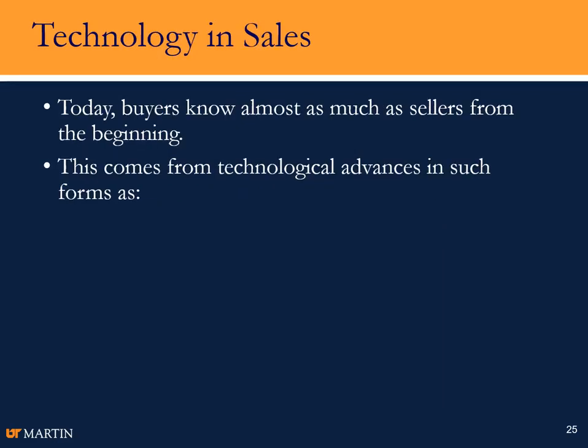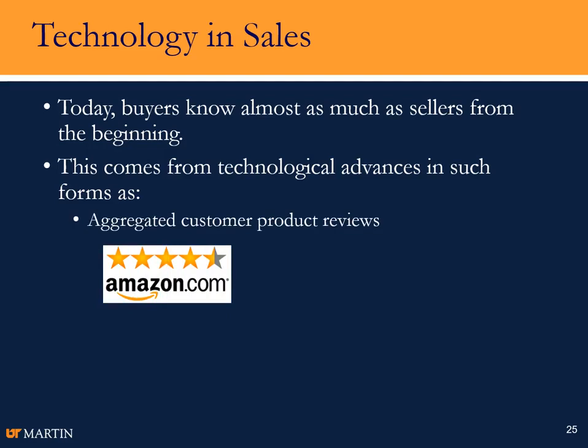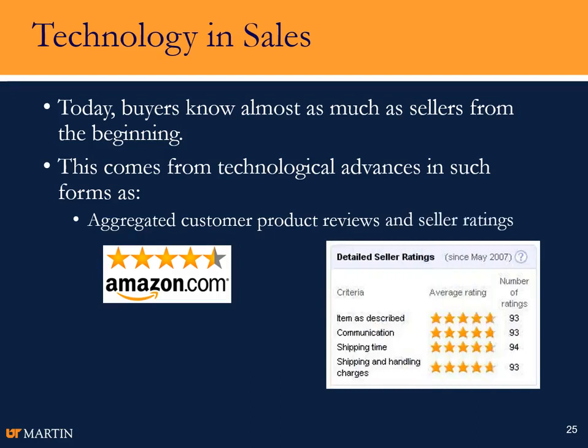But that's shifted. Today, buyers know almost as much about the product, the sellers, and the company as the sellers themselves do. This is because we have aggregated customer product reviews. Think about Amazon's star ratings. Everybody that goes out there and rates a product is going to give us some information, and we're going to be able to use that when we make our choices. Same thing with seller ratings.